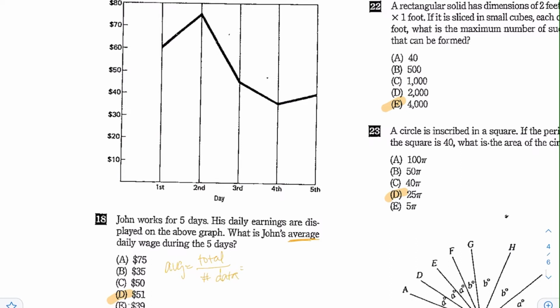So in this case, he has 60. This is between, so that's going to be 75. This is also between, so this will be 45. This piece down here will be 35. And this piece will be 40. So you'll have to add everything up: 60, 75, 45, 35, and 40. So this will be 10, 20, and 1 on 4 is 5. So this is 25. The total here is 255 divided by 5 days. That's going to be $51 a day. Choice D.